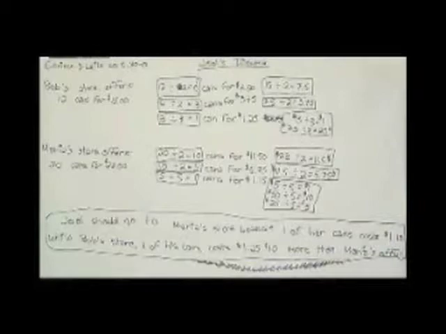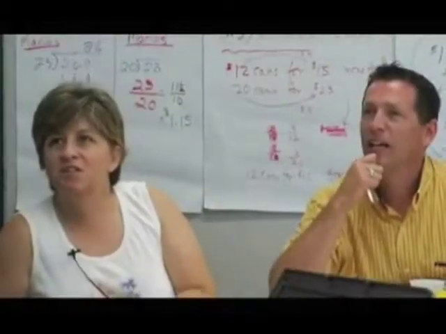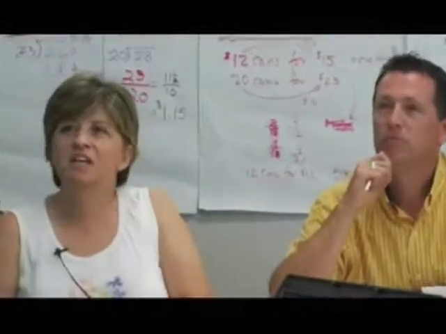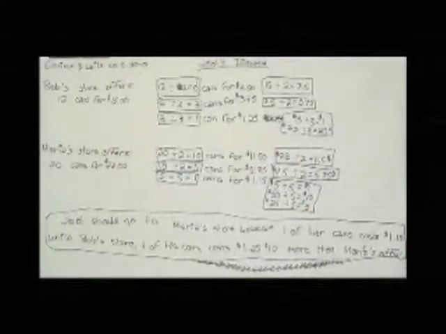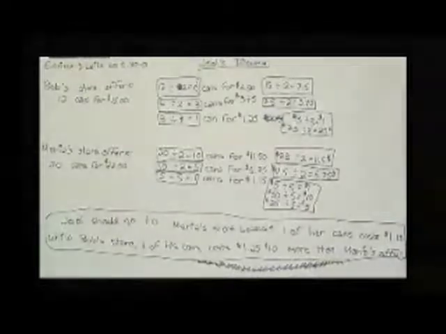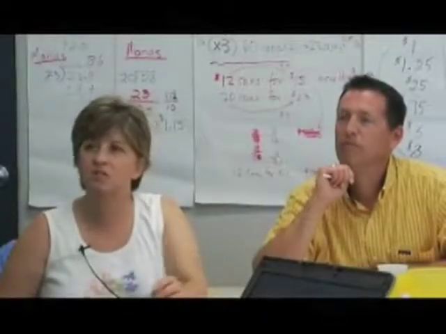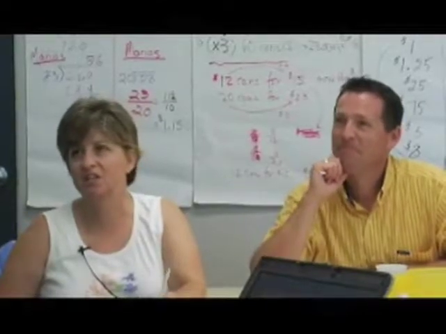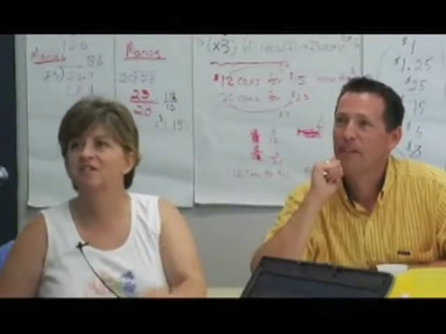What are you noticing? I'm noticing that when they started at Bob's store with 12 for 15, they took the 12 and they halved it. And when they halved it, they also halved the 15. So 12 divided by 2 is 6 cans, and for 6 cans it's $7.50. Then they halved again, 6 divided by 2 is 3, and those 3 cans cost $3.75, and they got it down to 1 can, which was $1.25. So they ended up finding the unit cost for 1 can.